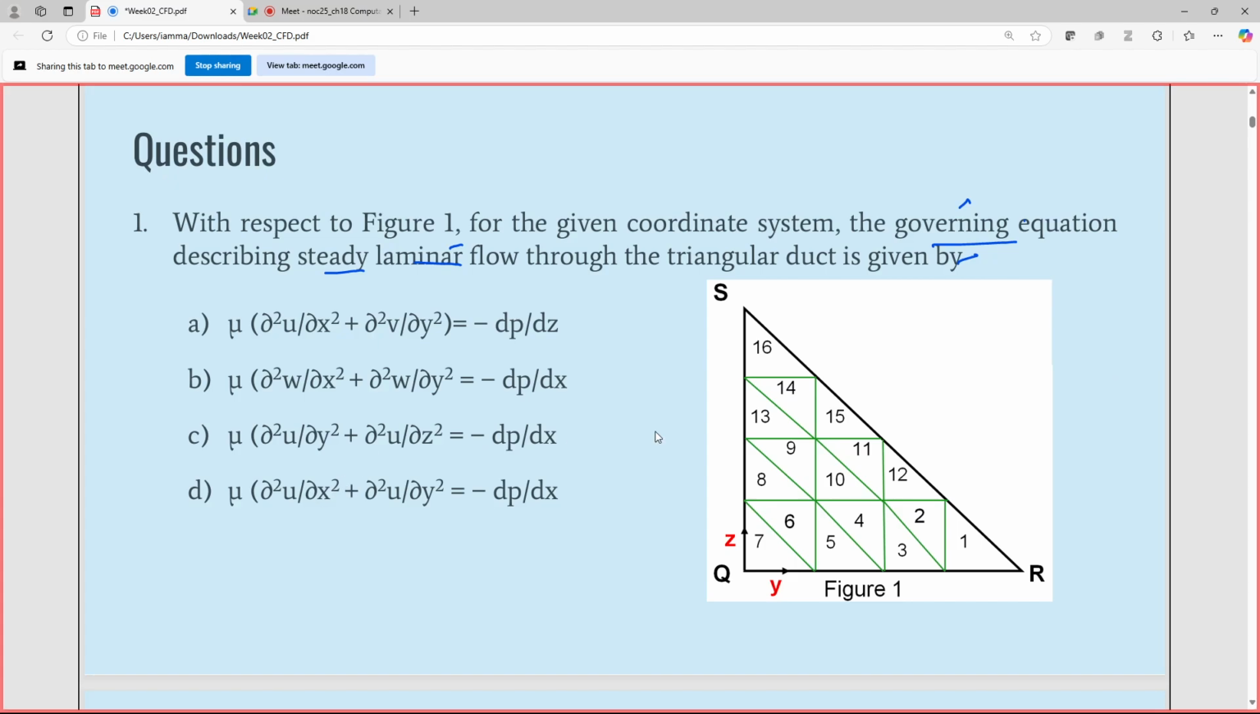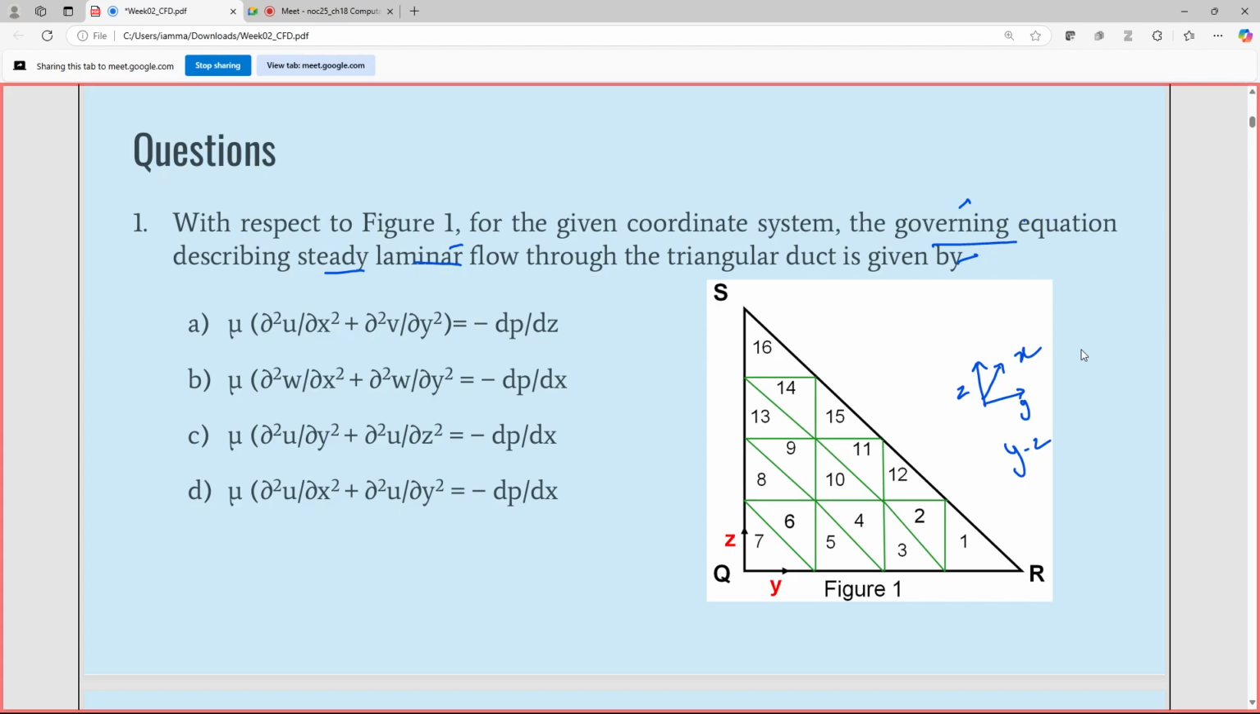So if you see here, the coordinate system is given here itself. The triangular plane is in the yz plane. So the flow is happening in the x direction. So I hope that will be enough for you to solve the answer.